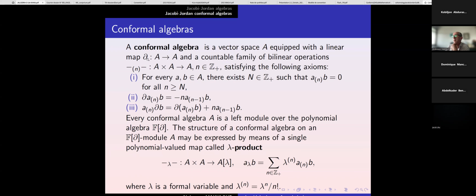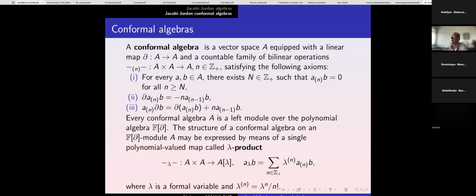A conformal algebra is a vector space A equipped with a linear map partial D and a countable family of bilinear operations, which we denote by the n-th product, n in Z plus. And they should satisfy this condition: there exists an n such that A n B is 0 for all n larger or equal to this n. And we have partial D of A n B is minus n A n minus 1 B, and A n of DB is D of A n B plus this term. Then every conformal algebra we can view as a left module over the polynomial algebra F of partial D.